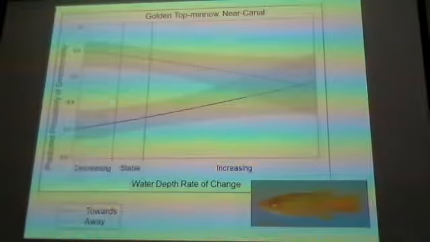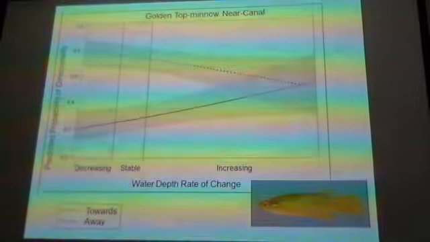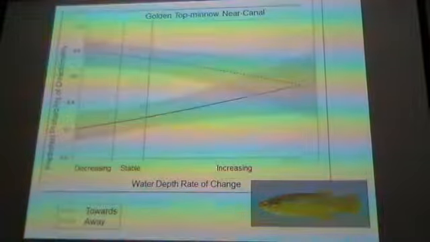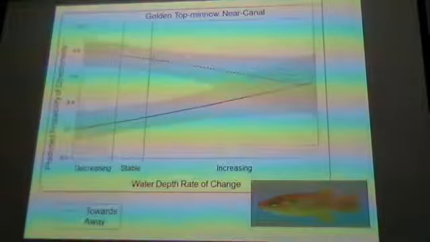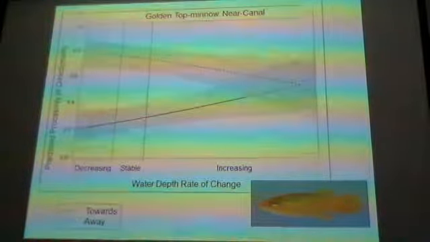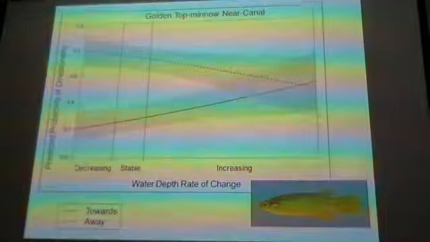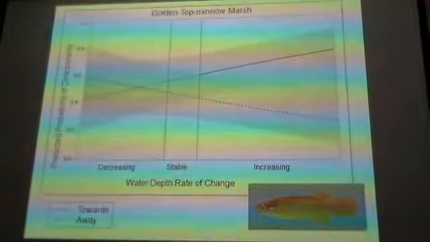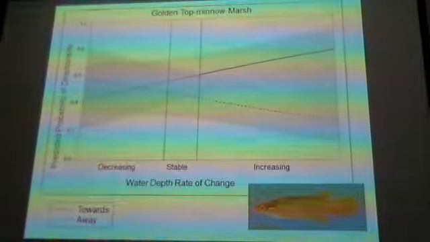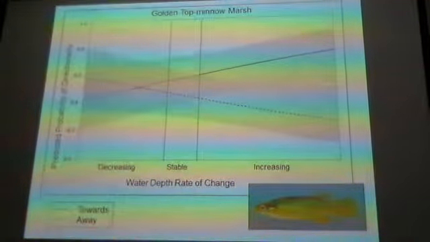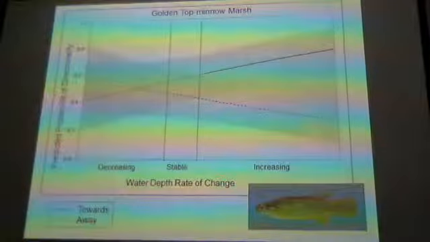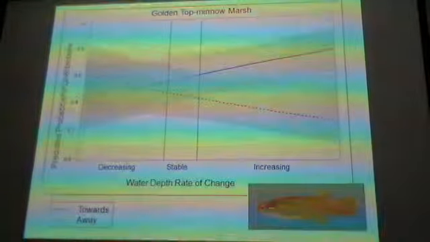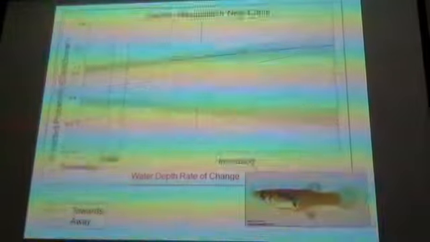And what we do see here is kind of what we would expect for this near canal site. So as water level is decreasing, they're moving back towards the canal, and then you kind of lose significance as water level is increasing. Switching over to the marsh, things are a little more muddied, but generally what you see again is as water levels are increasing, you're seeing movement away from the canal.